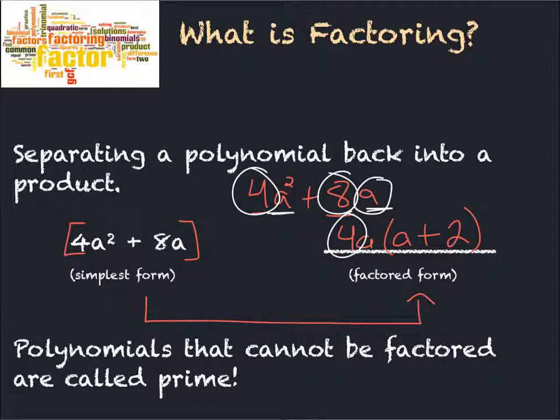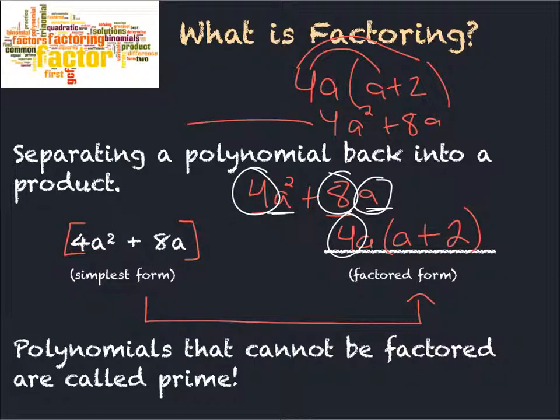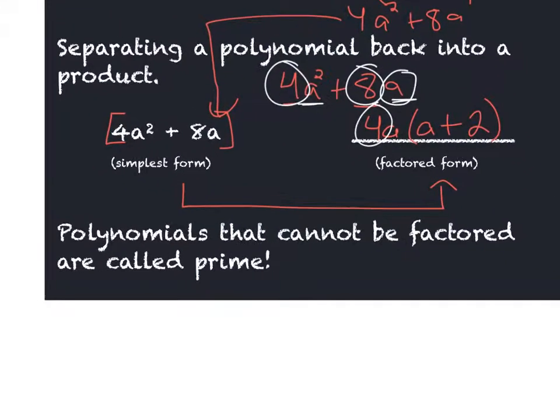And go ahead and distribute this. If we distribute this, 4a times a plus 2, you multiply 4a times a is 4a squared, and you multiply again 4a times 2, you get plus 8a, and you get what we originally started with, okay? So that's how you factor. You just look, or at least using the greatest common factor, that's how you factor. Now, if you happen to find a polynomial that cannot be factored, we always call that a prime. And we'll talk more about primes in just a moment.